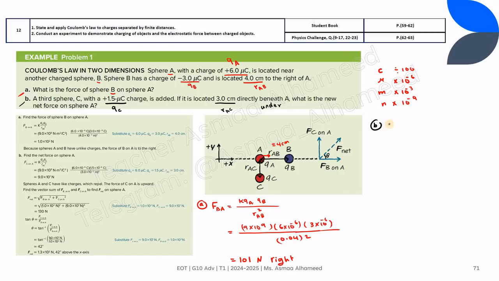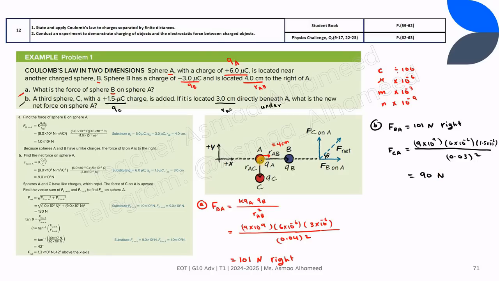Now in part B we already found that the force of B on A is 101 Newton in the right direction. Now we need to find the force of C that is also affecting A. So here we will substitute directly. You have 9 times 10 to the power 9 times the charge of A, 6 times 10 to the power minus 6, the charge of C, 1.5 times 10 to the power minus 6, and the distance between them is 0.03. This is equal to 90 Newton.